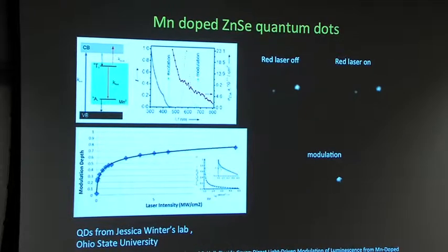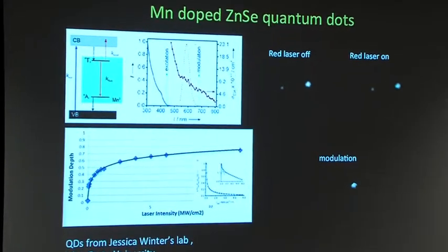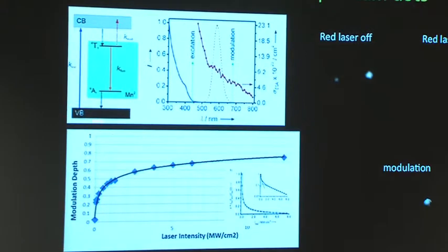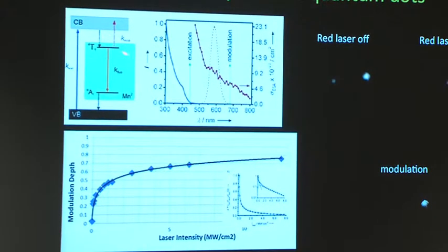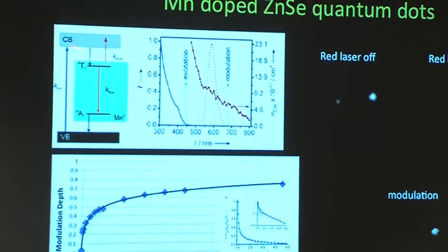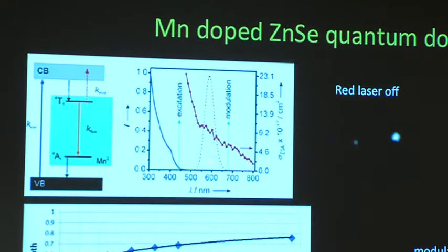So another technique we've been exploring is using magnesium doped zinc selenide quantum dots. These quantum dots normally emit in the yellow right around 560. You excite them with a blue light, and then the excited electron will fall down to a trap state from the magnesium, and it'll fluoresce going from the excited to the ground state of the trap.